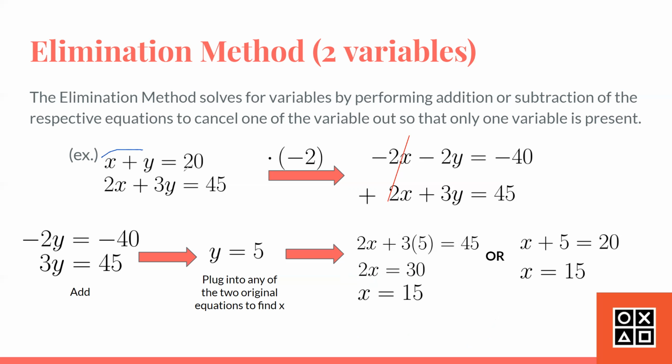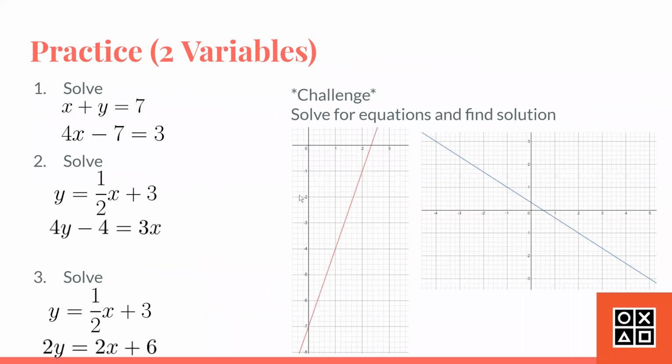Now let's go to the second equation and test that out as well. Not knowing what x is, x plus y, and we know that y is 5, so substitute 5 for y. x plus 5 equals 20. Subtract 5 from both sides to get x equals 15. So both ways work, and that is how you do the elimination method.